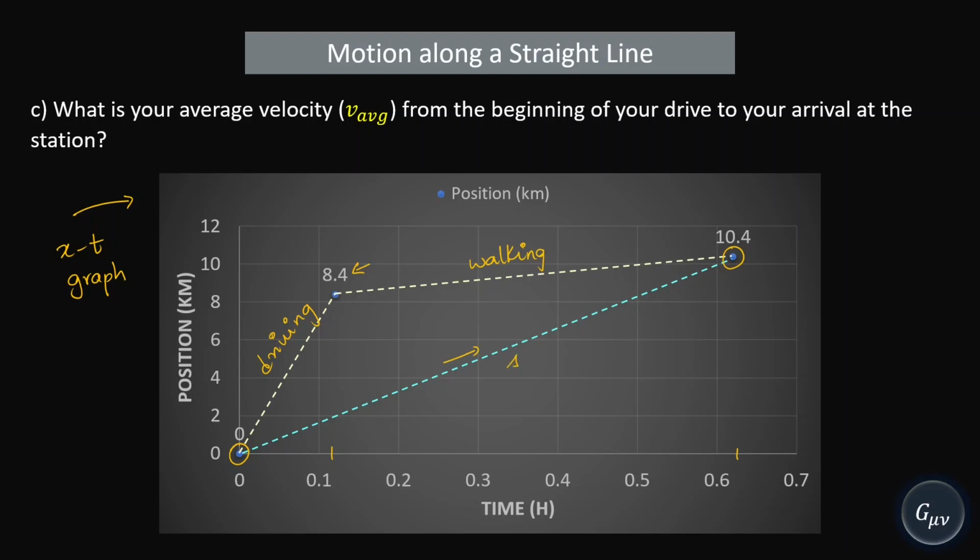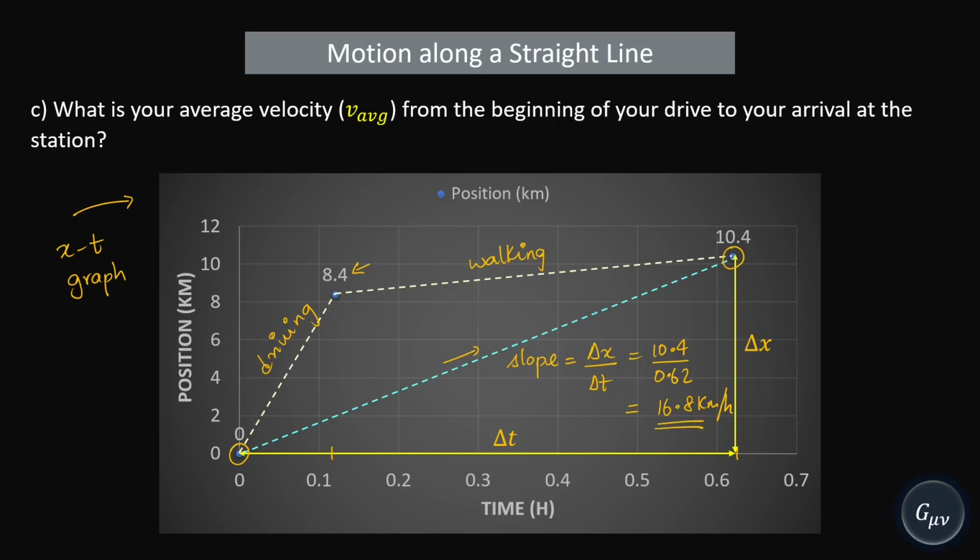And the slope of this straight line gives us the average velocity. So the slope is equal to rise divided by the run. The rise over here is delta x, which is 10.4, that is this part over here, and the run is delta t, which is 0.62 hours, and that is this part over here. The slope therefore is 10.4 divided by 0.62, which is again 16.8 kilometers per hour. So this is the same answer we got when we used the formula directly.